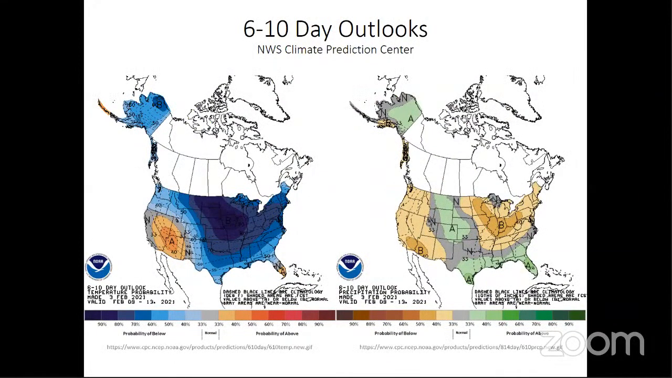6 to 10 day outlooks talk about cold air. To say that there is an enhanced likelihood of below normal temperatures is probably an understatement. You've got some very, very dark blue and purple tones there that indicate upwards of 70, 80, 90% likelihood of below normal temperatures. And that's extending down across the eastern U.S. into the southeast.